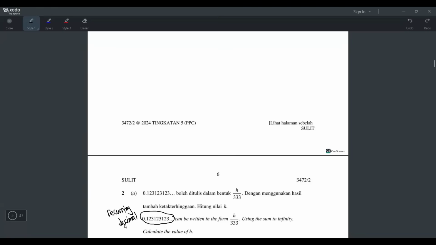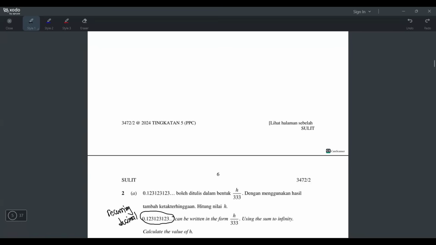But there are many types of recurring decimal. Some decimals repeat after 2 digits, some repeat after 1 digit, but this one repeats after 3 digits because it's like 1 2 3 and then it repeats 1 2 3 1 2 3 1 2 3. So it repeats after 3 digits, right? And it will never stop. It will keep on repeating until infinite decimal places. That's the thing about recurring decimals. It never stops. It just keeps going until infinite decimal places.